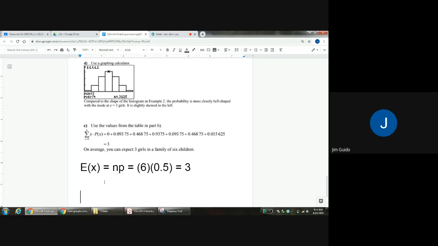And what does this answer of 3 mean? What's the interpretation? That the average outcome for a family of 6 children in the long run will be 3 girls. So this is the expected average in the long run, the theoretical average of what may occur in a family of 6 children. There's no guarantee.